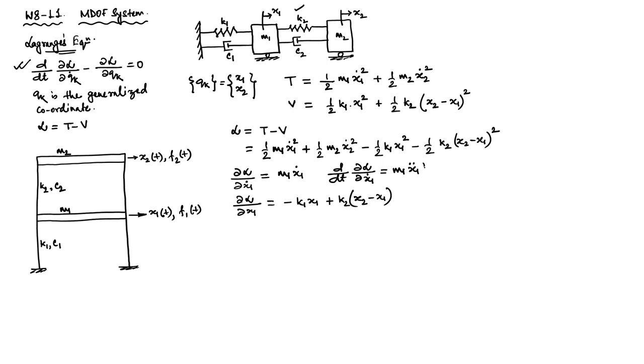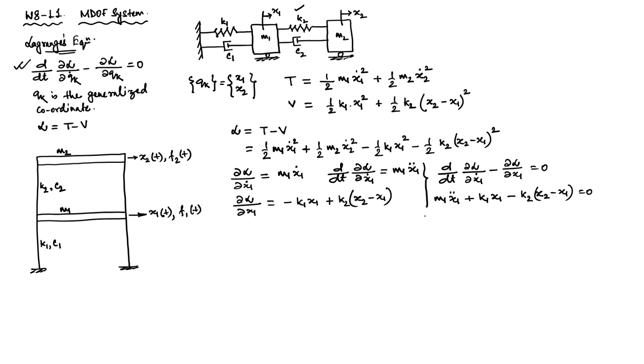Now, once we combine these two and then develop the first Lagrange equation, what will we get? We will get m1 x1 double dot minus of this quantity. So, it will be plus k1 x1 minus k2 times (x2 minus x1) equal to 0.